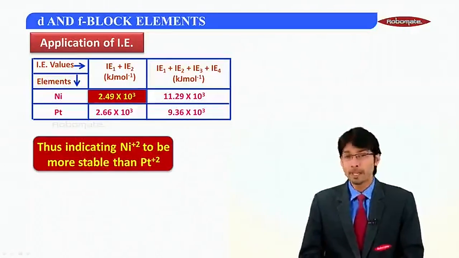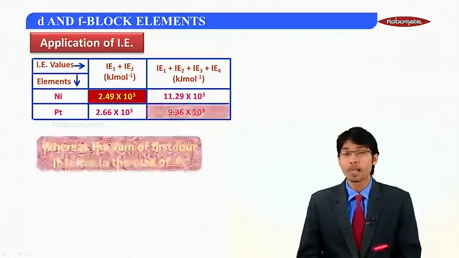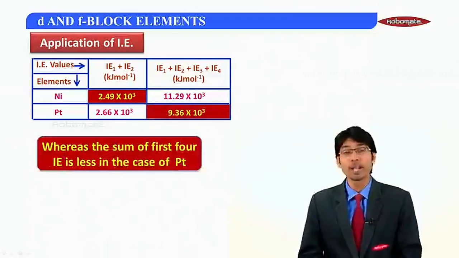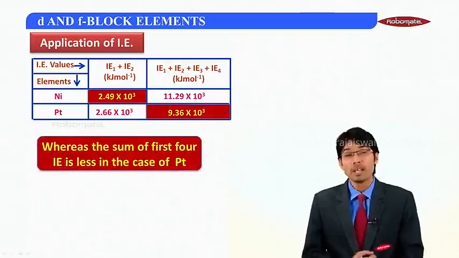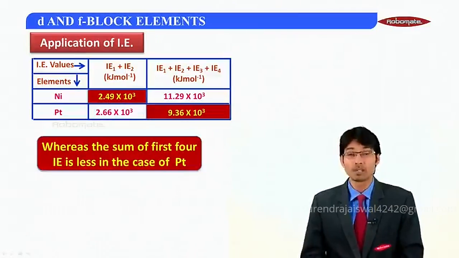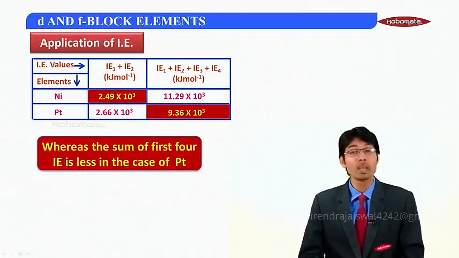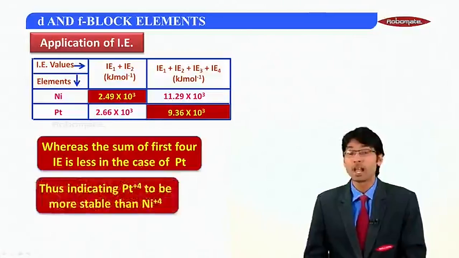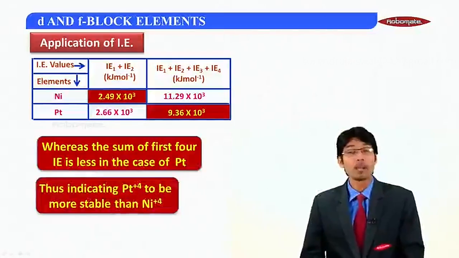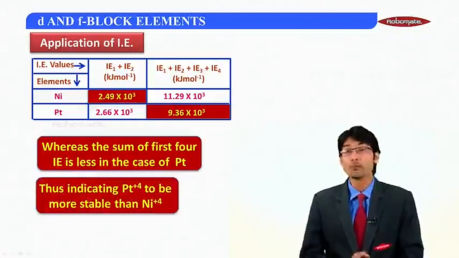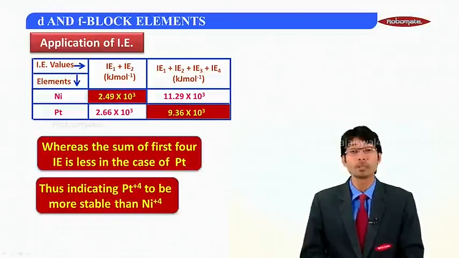But if I am comparing Ni4+ and Pt4+, you will find Pt4+ has a lower sum of four ionization enthalpies. So this time the stability goes toward Pt4+. I mean to say the Pt4+ ion or Pt4+ complex is more stable as compared to Ni4+.